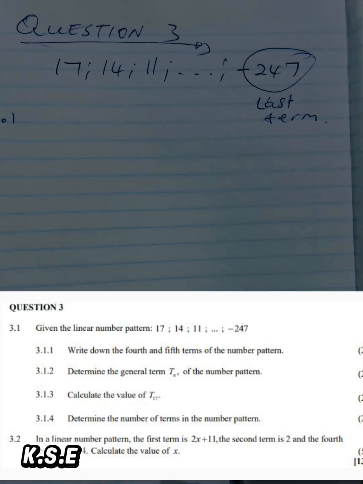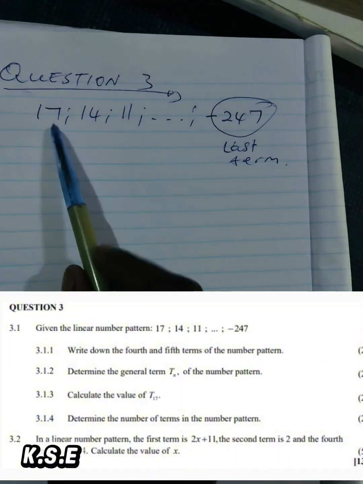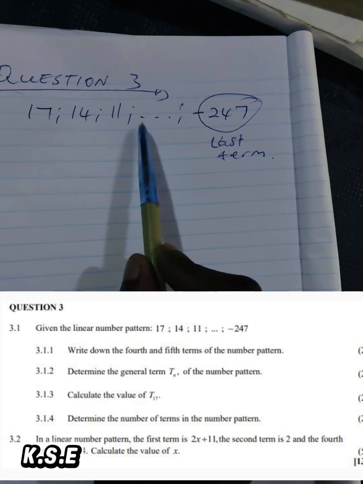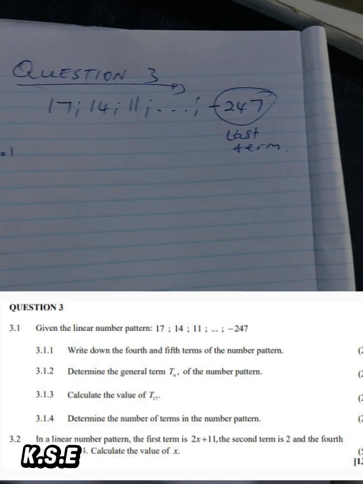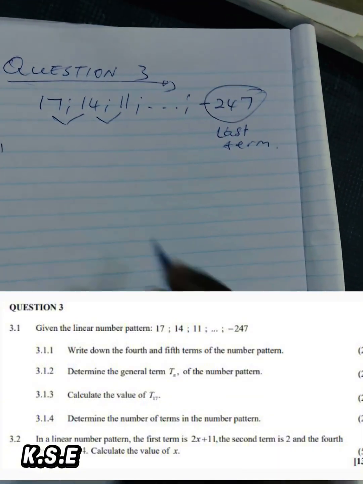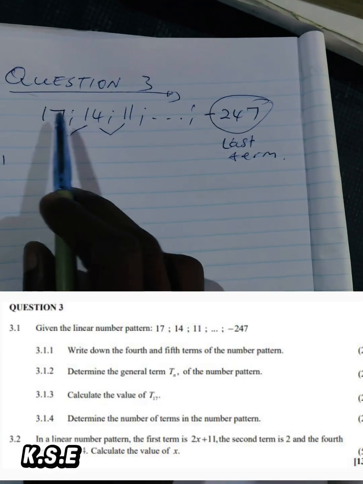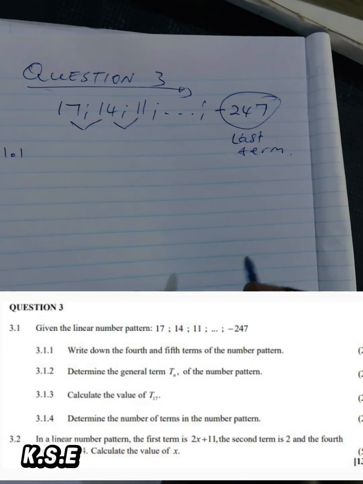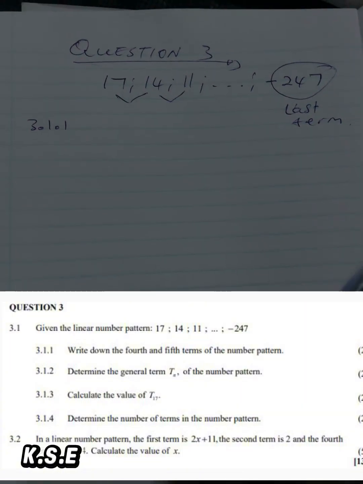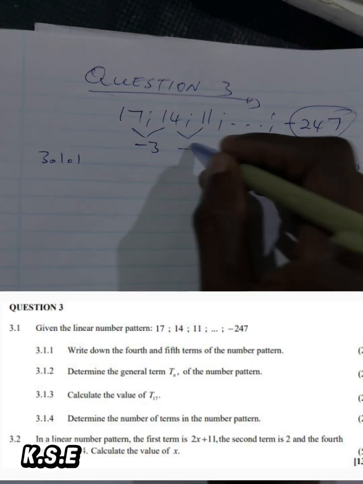It says write down the fourth and the fifth terms of the number pattern. So we have the first, the second, and the third, which means we can find the fourth and the fifth term. How can we do that? We have to find the difference first, which is our d. For 14 minus 17, what are we gonna get? Negative 3.